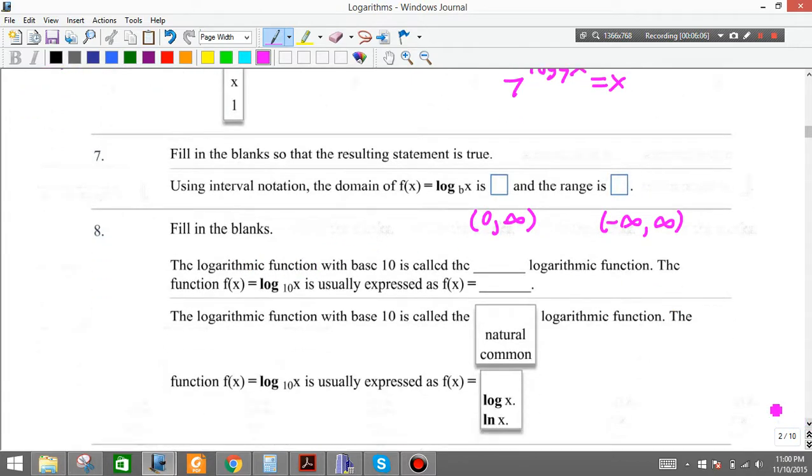There are some special log functions. If I have log and the base is 10, then we just write log of x. If you don't see the base written, then the base is assumed to be 10. That is called the common log.